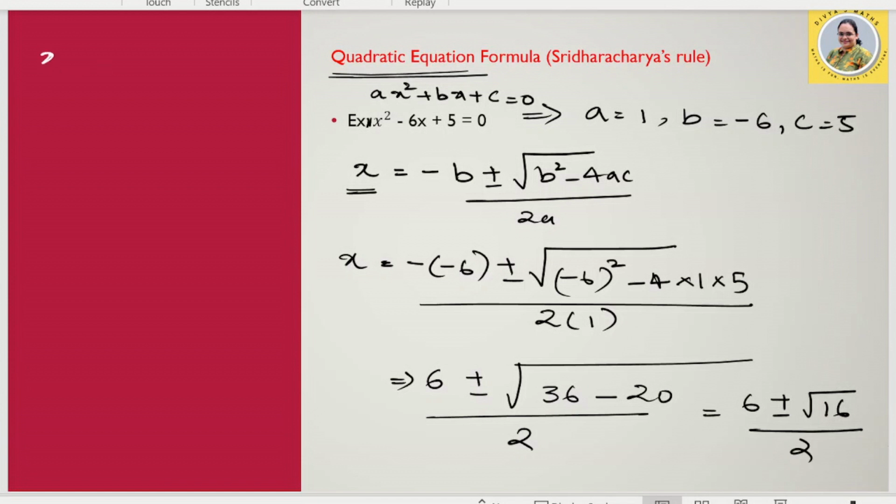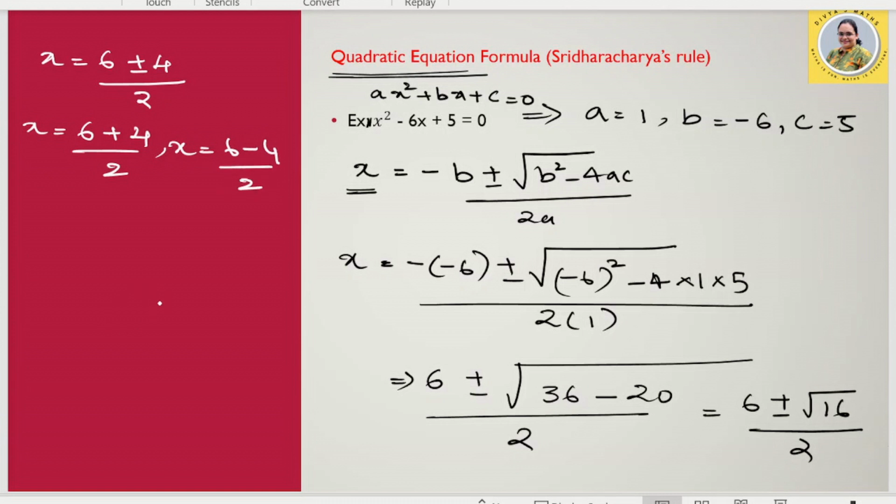So you will get x is equal to 6 plus or minus root 16, which is 4, by 2. Okay. Now let us take x is equal to, we have two combinations, right? Plus and minus. So you need to take this 2 times. That is (6 + 4)/2 as one combination, and x is equal to (6 − 4)/2 as the other combination. Okay. Which is x is equal to 10/2. You will get 5, and x is equal to 2/2, which is 1. So we have got the roots as 1 and 5.